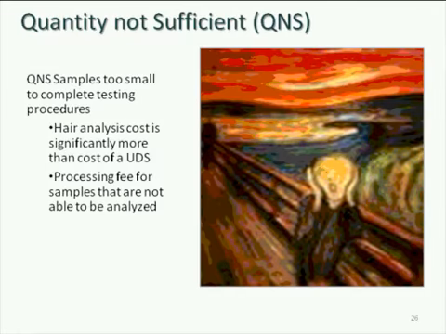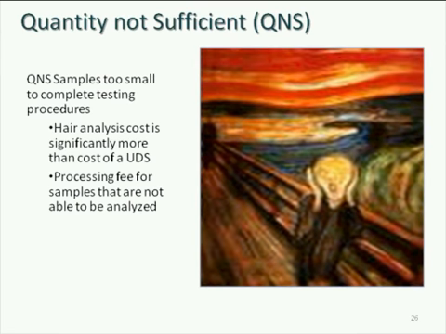So what happens if you send a sample to the lab that's too small? Pretty much the screen fails for us. And this sample is called a QNS sample, quantity not sufficient. I love that painting, by the way.